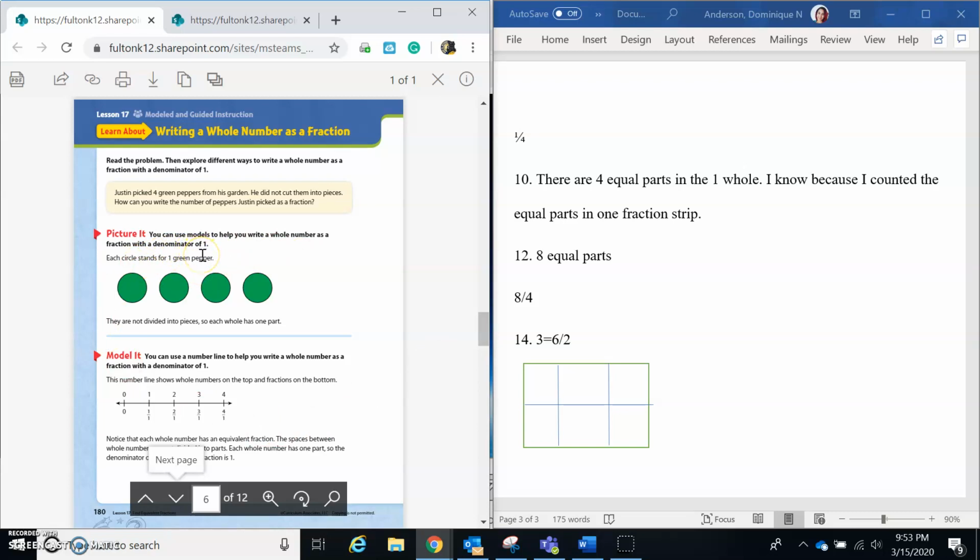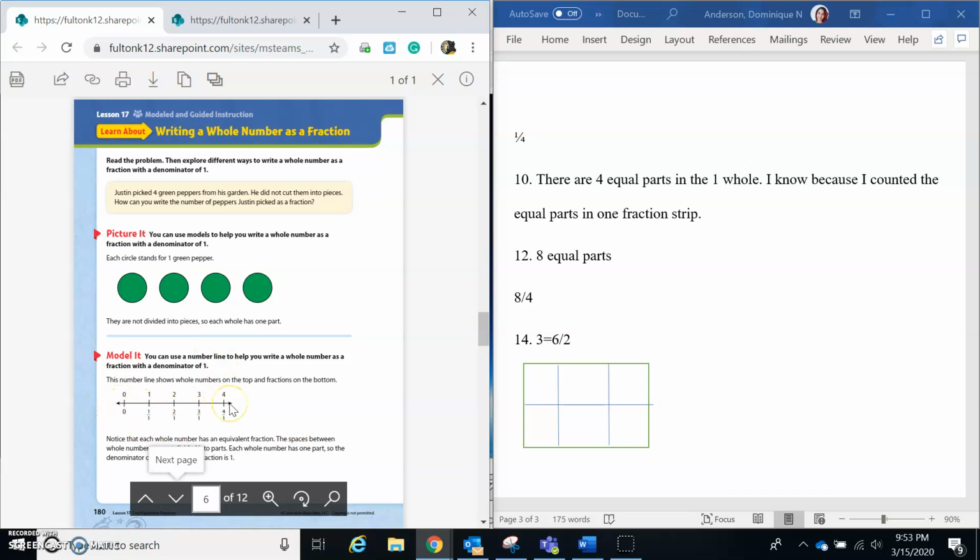So we haven't seen this yet. We haven't looked at it with a denominator of 1. Each circle stands for 1 green pepper. So we have 1, 2, 3, 4 green peppers. They are not divided into pieces, so each whole has 1 part.